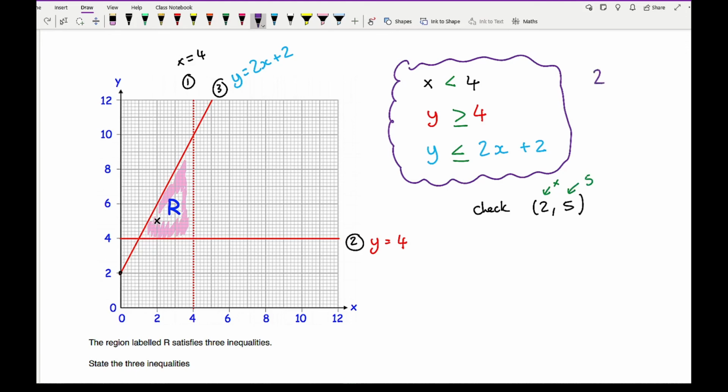So here I've got 2 and 4. Here I'm going to have 5 and 4. And then here I'm going to have 5 and 2 times 2 plus 2. Now all I'm going to do is check to see if this is true. Is 2 less than 4? Well, yes. Is 5 greater than or equal to 4? Yes. Now if I work this out, I get 6. And is 5 less than or equal to 6? Yes. So therefore, this all looks great.